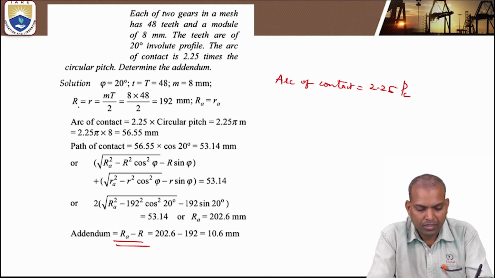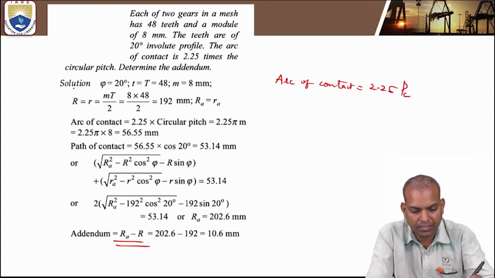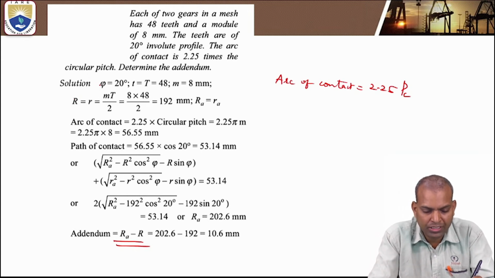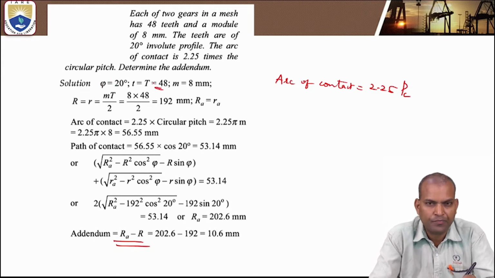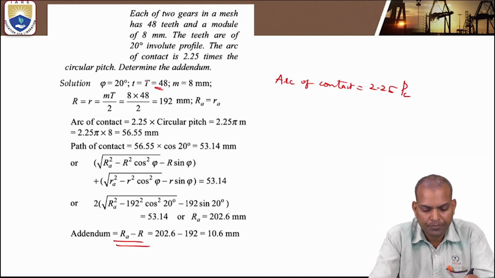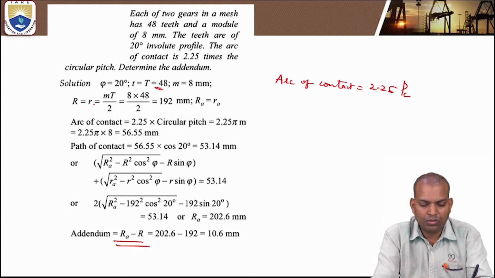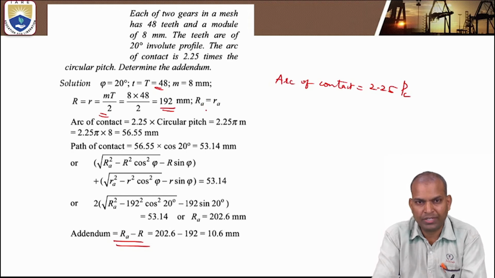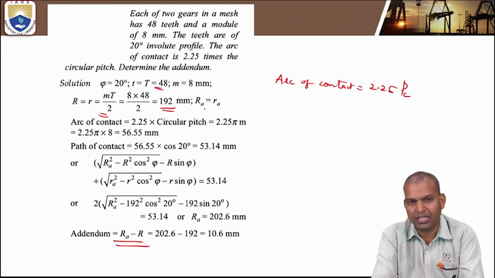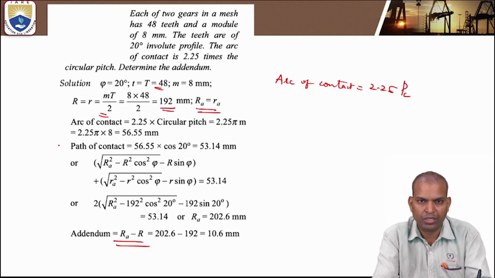Here the data was given: the pressure angle is 20 degrees, and both wheels are the same, so small t equals capital T equals 48. That means the gear ratio is equal to 1, and module m equals 8 millimeters. Now R equals mT by 2, that is 8 into 48 by 2, that is 192 millimeters. Both are the same, so the addendum radius of the gear equals the addendum radius of the pinion, capital RA equals small ra.